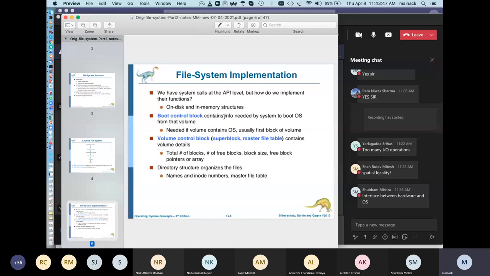Okay, now here's the question for you. What is this mysterious info needed by the system to boot from the volume? Use your imagination. What might be that mysterious info that is in the boot control block, the first block of a volume, of a partition, essentially, in common language, to boot the operating system from that volume?